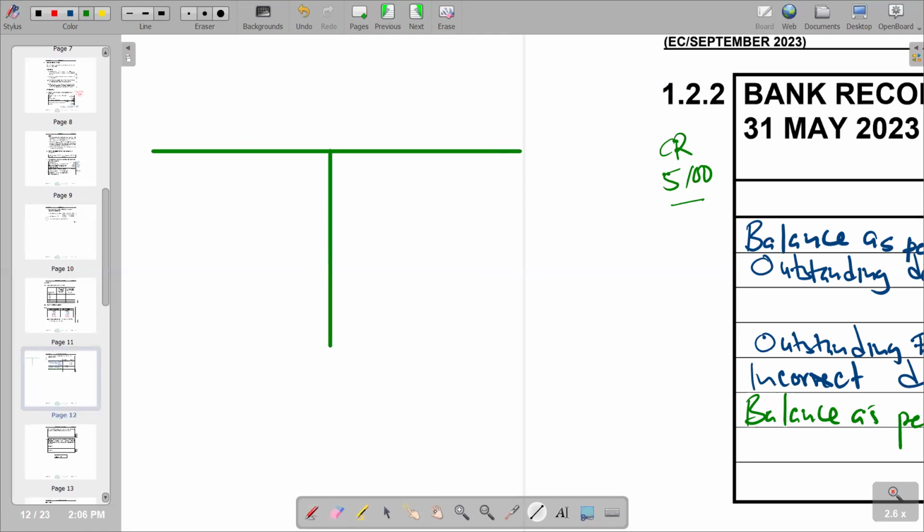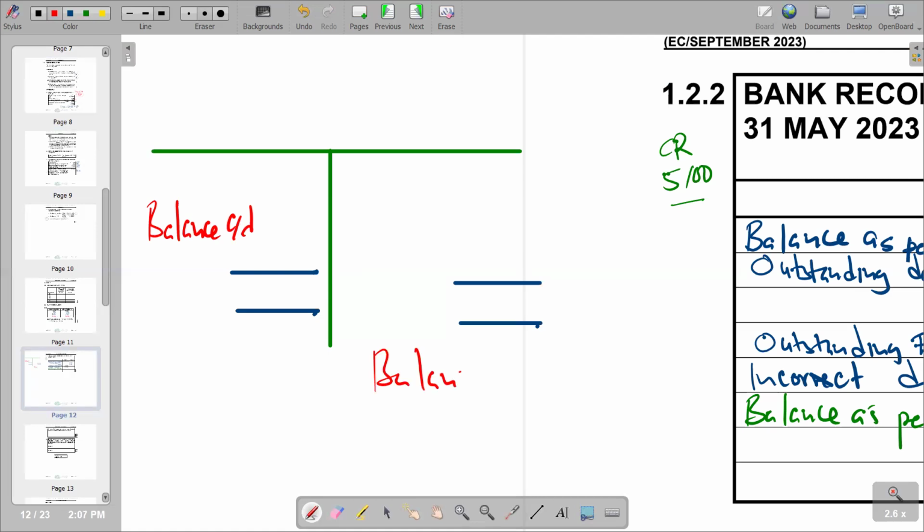So we are saying in the normal T account, we have the scenario whereby we will be having your double lines, both sides. So in that case, we remember we have a balance. In this case, let's say this is our bank statement. So obviously we have your balance CD on the debit side, and you also have your balance BD on the credit side.